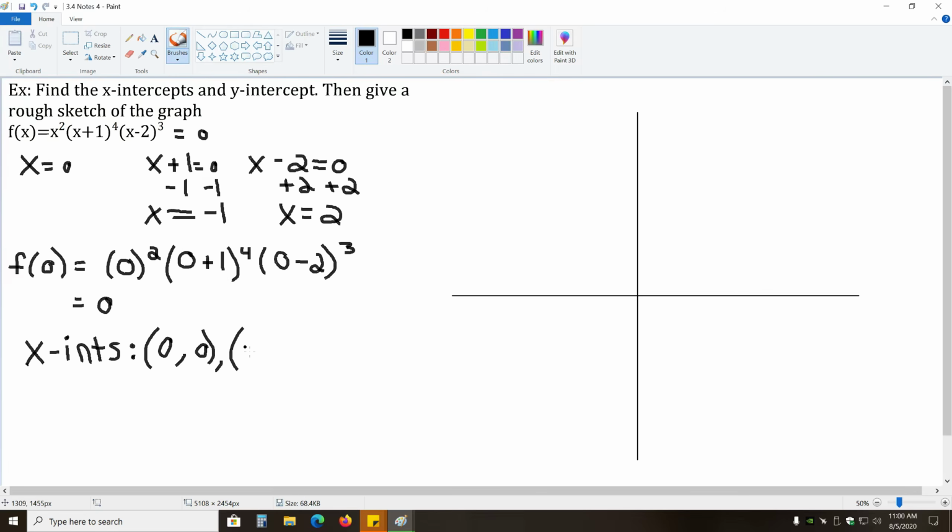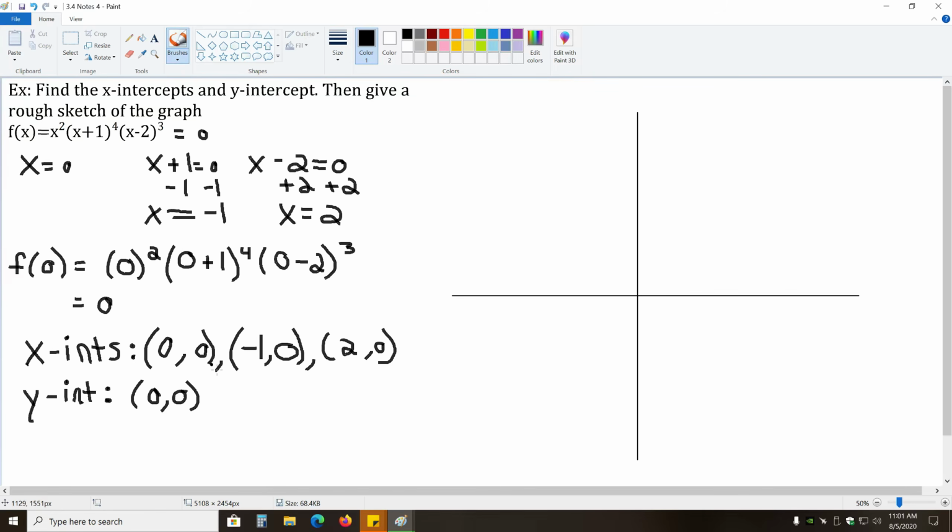The second one is -1, comma, 0. And the third one is 2, comma, 0. As for the y-intercepts, you can only ever have one in a function, sorry. We just found that it is 0, comma, 0. Which makes sense. This x-intercept here is also a y-intercept.